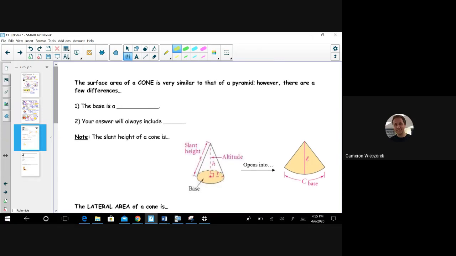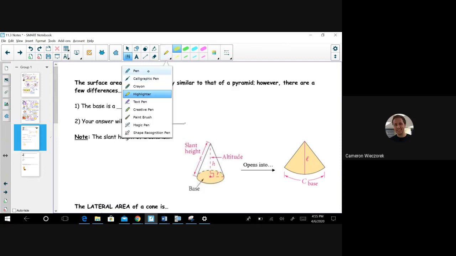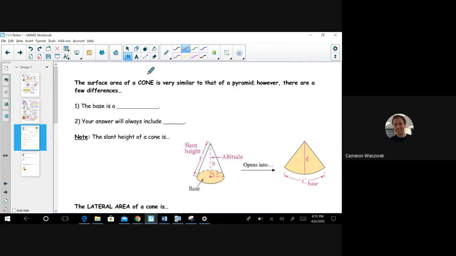So the surface area of a cone, think of a party hat. Here's a cone. Or your dog might wear it after surgery so that it doesn't itch. The surface area of a cone, it's very similar to a pyramid. Okay, think about how we said a cylinder is very much like a prism. It's got 2 bases.